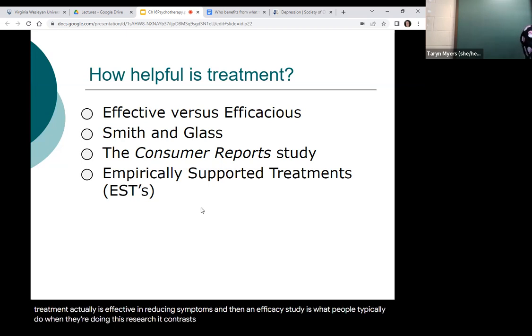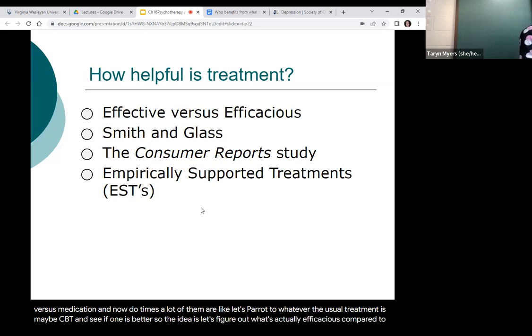It contrasts some type of therapy to a comparison group. So originally it might have been the therapy versus a waitlist control. And then they might have done the therapy versus medication. And now a lot of them are like, let's use DBT and compare it to whatever the usual treatment is, maybe CBT, and see if one is better. So the idea is let's figure out what's actually efficacious compared to other things.